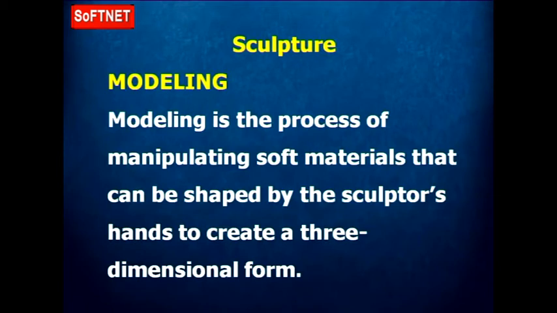So these are more or less four processes that are involved in sculpture making. Now let us see what is modeling. Modeling is a process of manipulating soft materials, largely clay, that can be shaped by the sculptor's hands to create a three-dimensional form, right? Clay is a soft material if it is not dried, and you can create a form. Because the artist adds materials to build the sculpture, modeling is an additive process, as I was mentioning.